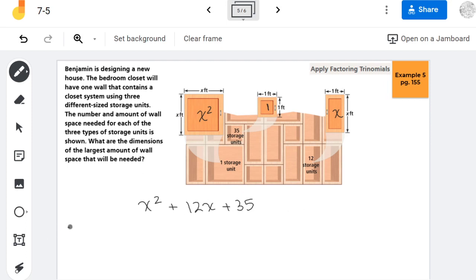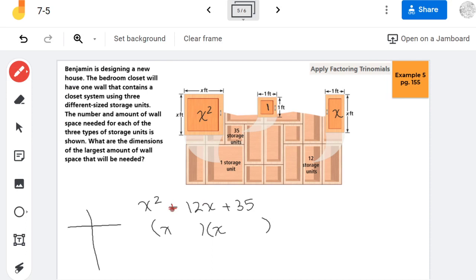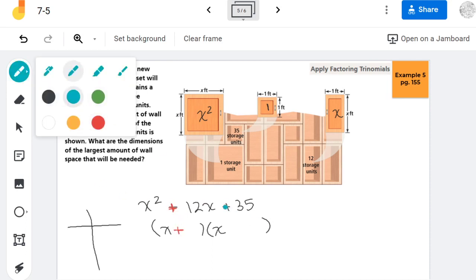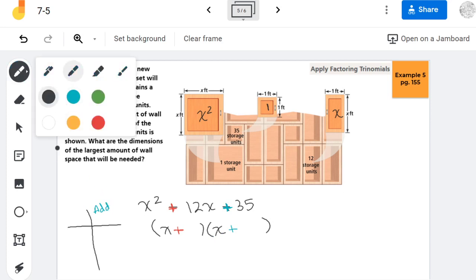So here I'm setting up my factoring table. Here's my double bubble. So I fill in an x and an x. My first sign is a plus, so it falls down. My second sign is also a plus, so that means that my signs here have to match, as well as the fact that I'll be adding on this table.